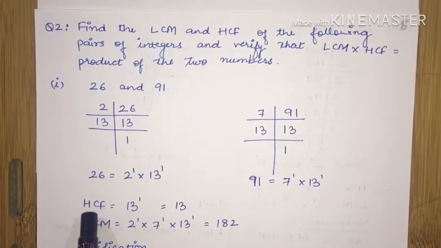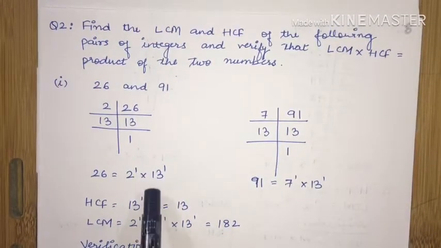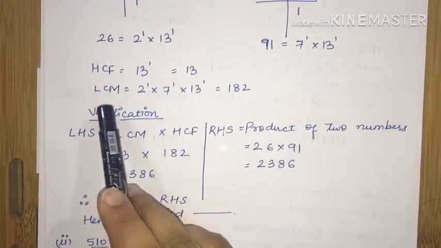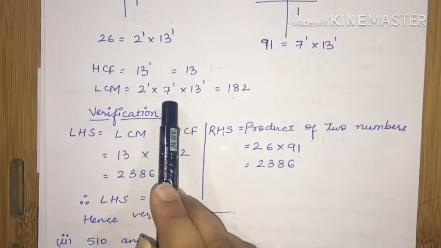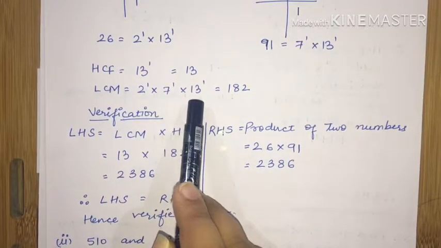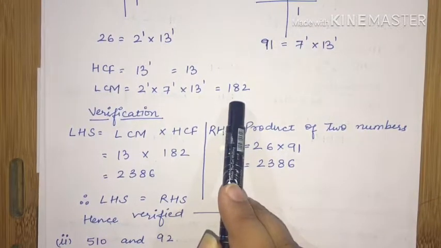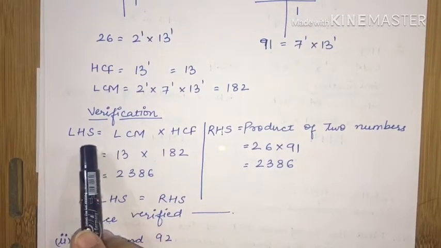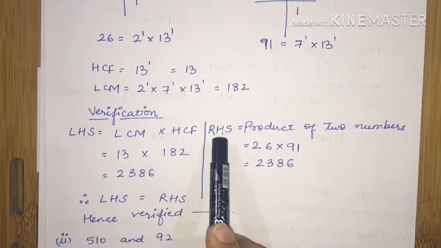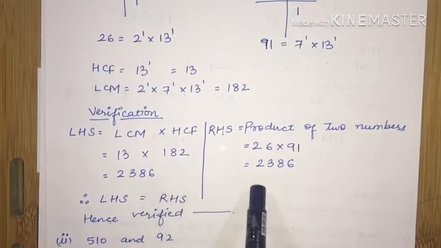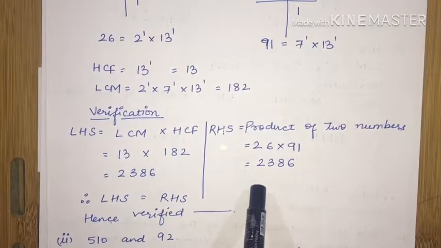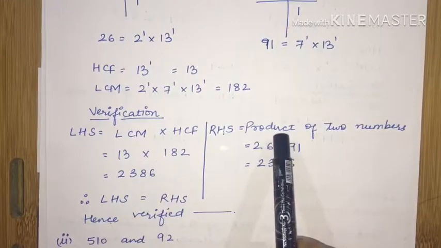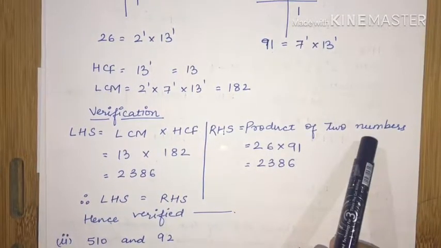So HCF of these two numbers is 13 raised to the power 1, which is the highest common factor, and LCM would be 2 raised to the power 1 into 7 raised to the power 1 into 13 raised to the power 1, which is equal to 182. Now we have to do the verification. So according to verification, we'll solve LHS separately and RHS separately. If the answer comes out to be equal, hence it is verified. So LCM into HCF, which is our left hand side, is supposed to be equal to the product of two numbers, which is the right hand side.